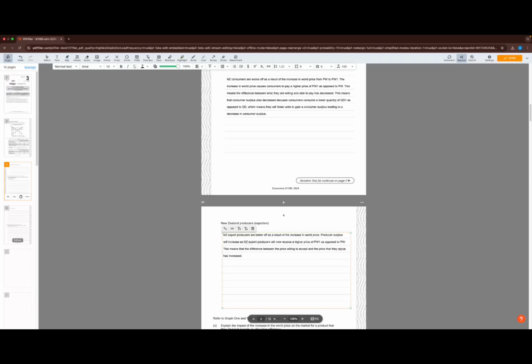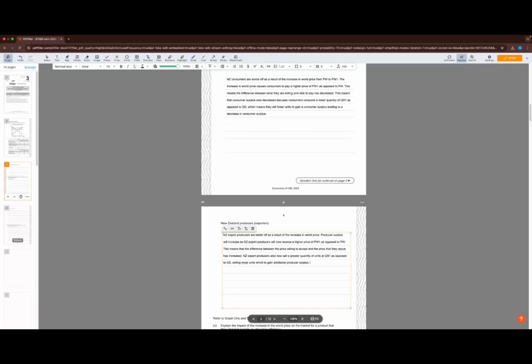And now coming on to looking at our quantity, guys. NZ export producers also now sell a greater quantity of units at QS1, remembering back to our graph, guys, as opposed to just QS. Selling more units, which gains additional producer surplus.